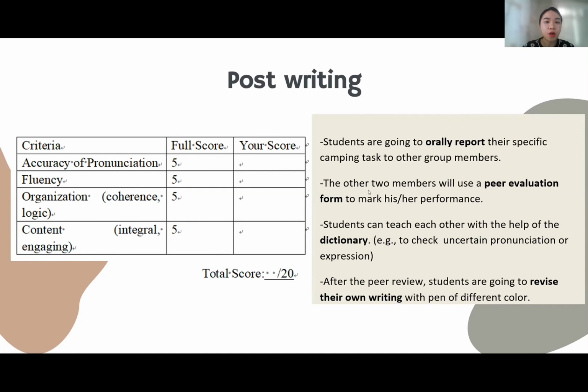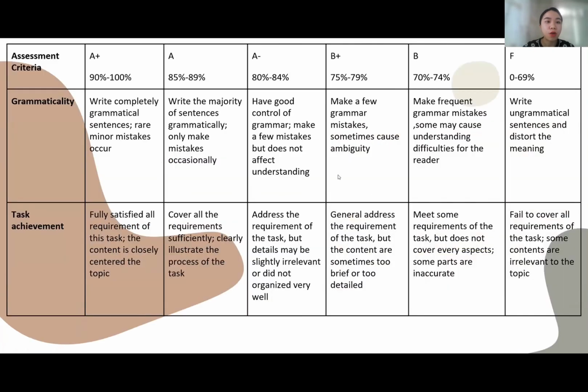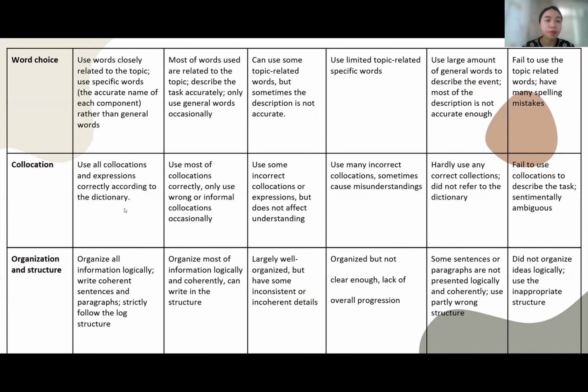And the assessment of our task will be based on the following criteria. First is grammaticality. The students write completely grammatical sentences. And the second one is task achievement. Do they fully satisfy all requirements of this task? And the third one is word choice. The students use words closely related to the topic, and the students use specific words rather than general words.